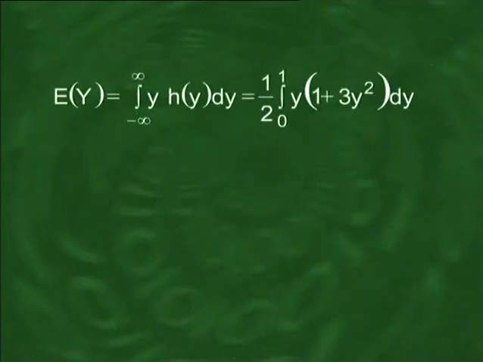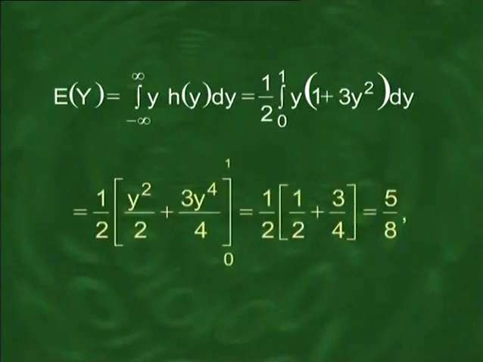Similarly, the expected value of y is given by the integral of y into h of y, the integration being with respect to y, and applying this formula, E of y comes out to be 5 over 8. Now, the more complicated part of the example, and that is to compute the expected value of x plus y.